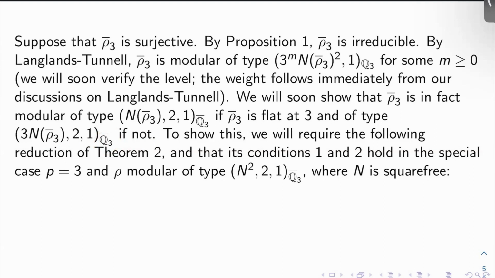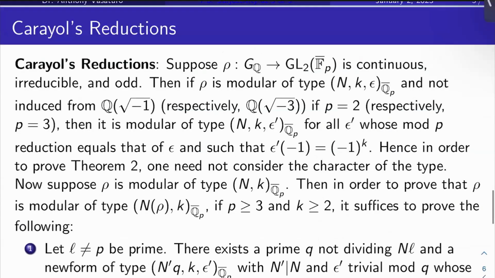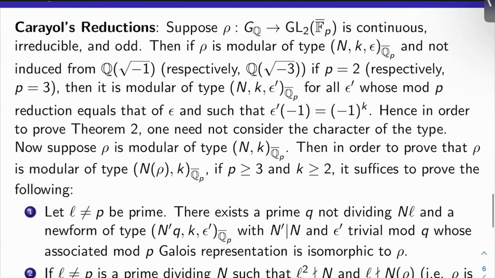But to show that this is actually true, we will require the following reduction of theorem 2, and that its conditions 1 and 2 hold in the special case P equals 3, and that rho is modular of type n squared to 1 over Q bar 3, where n is square free. So here's another instance, basically, of theorem 2 that we're going to need, although it's more like a reduction in some sense. It's like a reduction, which is proven in a special case. So it is a special case of theorem 2. So I'll call this Kerios reductions. No, this is not the same as Kerios hard theorem. This is a different result of Kerios.